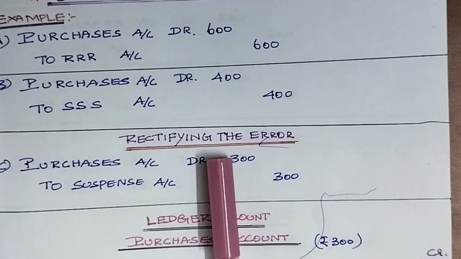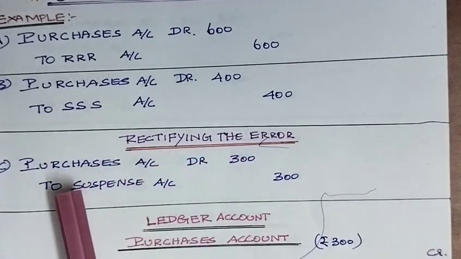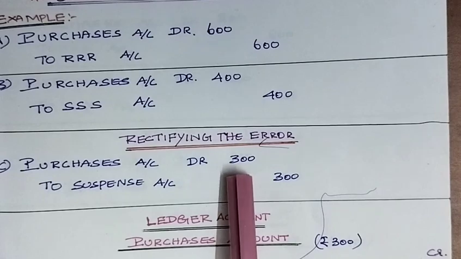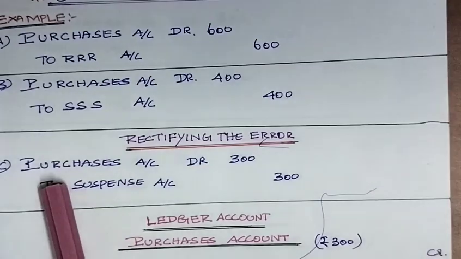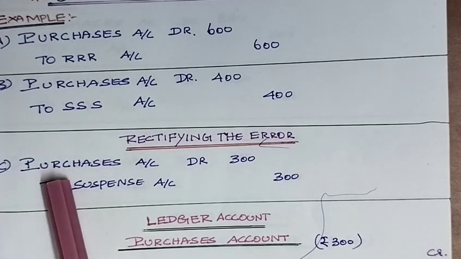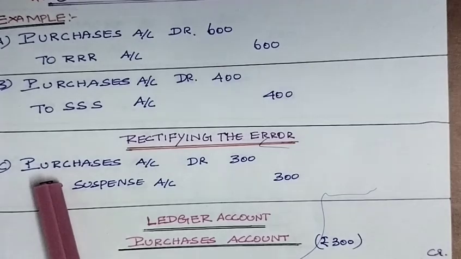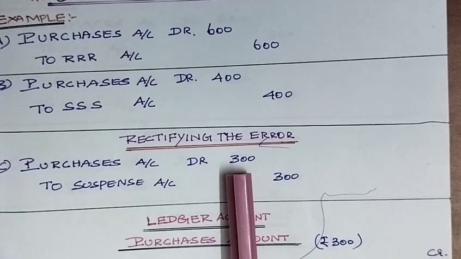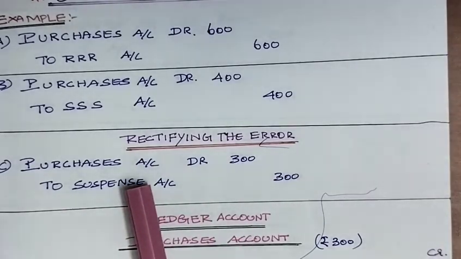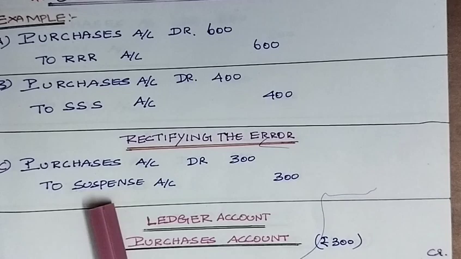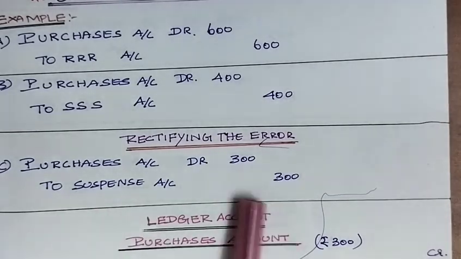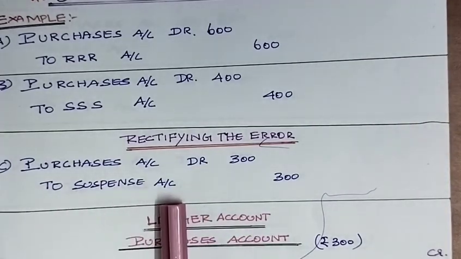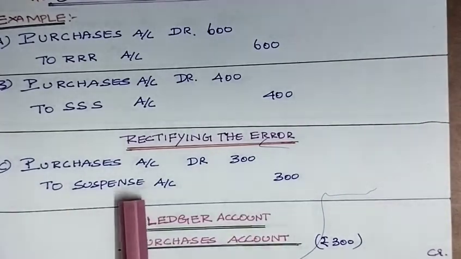Okay, so we create the suspense account here. How much rupees is undercast? Decreased by 300 rupees. So where is the purchases account in the journal entry? Purchases account is always on the debit side in the journal entry. So purchases account debtor 300 rupees. Then what is the opposite account from the purchases account? We have to create a suspense account to tally the trial balance. To rectify the error, we need to create a suspense account here. So to suspense account 300 rupees.